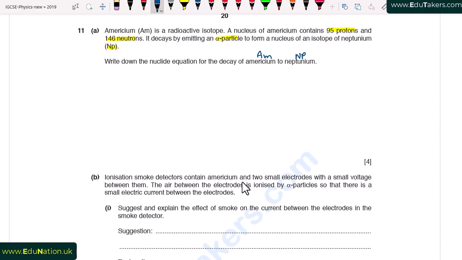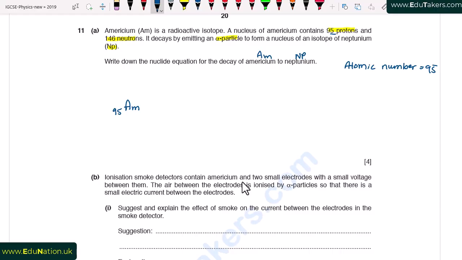So here we have to write out the nuclide equation, and as it goes alpha decay, the atomic number decreases by 2 while the mass number decreases by 4. So first of all I write Am, and the number of protons is 95. Number of protons is equal to atomic number. So atomic number will be equal to 95. I write here 95.